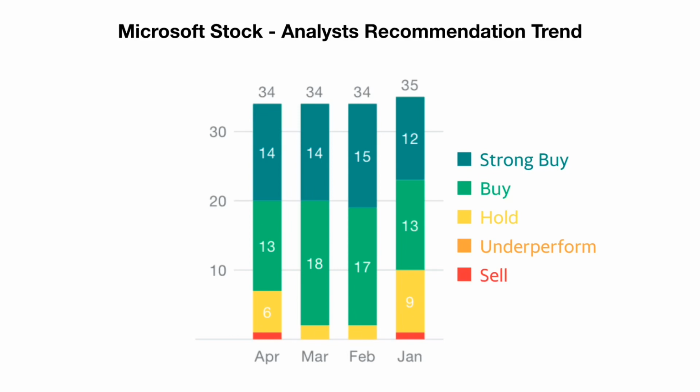Let's take a look at April, and strong buy we have 14. Amazing. Buy we have 13. Hold we have 6. And sell maybe 1 or 2. I don't see the number here. But when you look at this small little graph and the strong buy and hold combination, plus you compare your target price to the analyst's target price, we are in a very good position to invest in this stock.